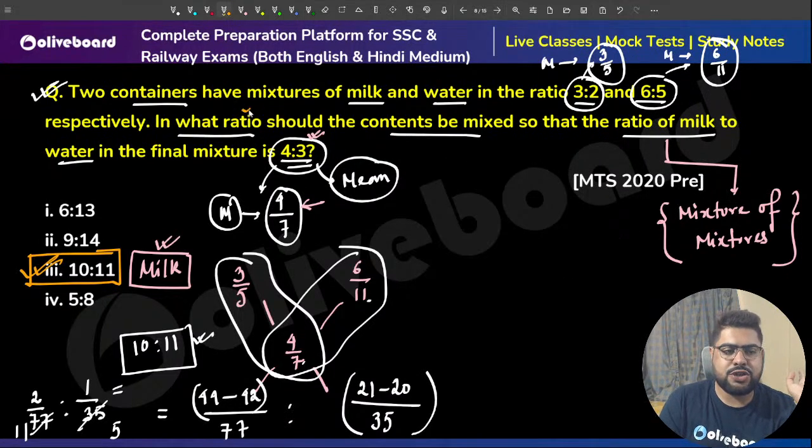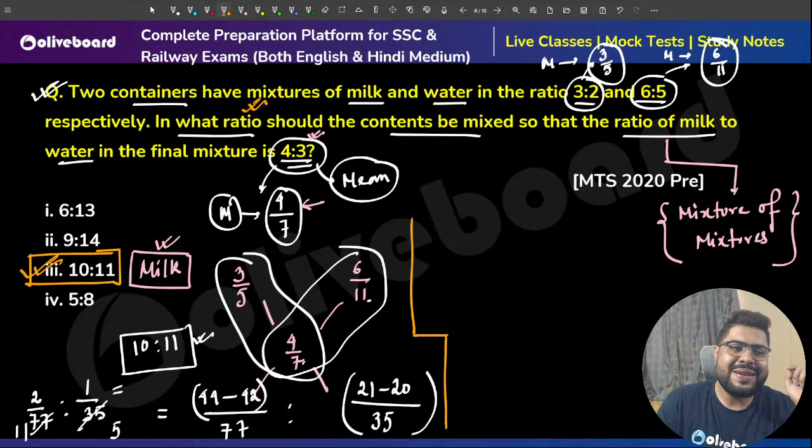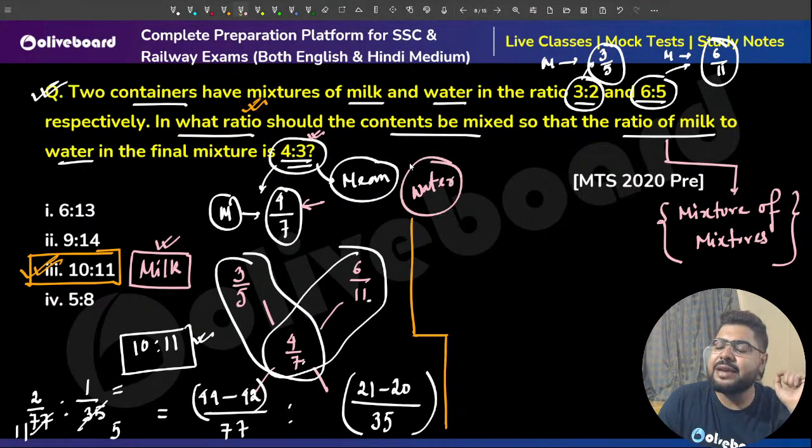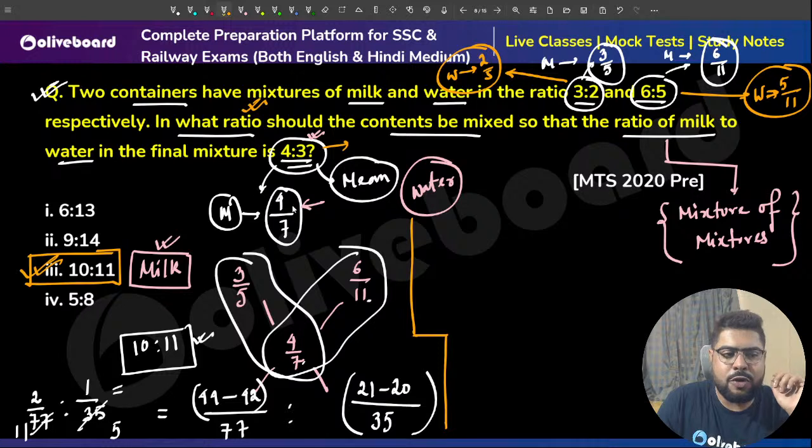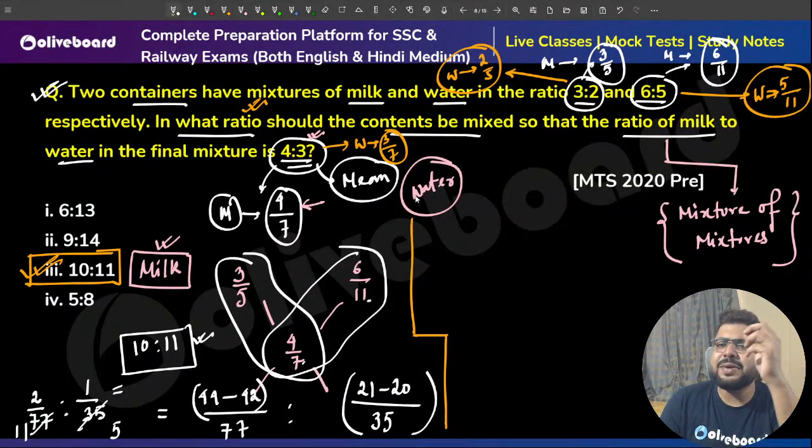In what ratio should the contents be mixed? That we found using allegation on milk. Now, can we use the same technique, but with our allegation variable as water? How much is water here now? 3/5 is milk, so water is 2/5. Here 6/11 is milk, so water is 5/11. Here 4/7 is milk, so water is 3/7. Use simple allegation.